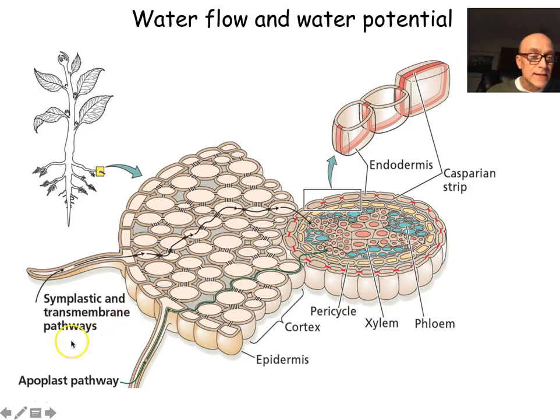Now, you see here the symplastic and transmembrane pathways. Here you see that it's also possible for water to immediately move into the symplasm. So if it goes through the cell wall here and through the cell membrane, then into the cell, it can go through the symplastic pathway from cell to cell into the stele. So we have the apoplastic pathway and the symplastic pathway.